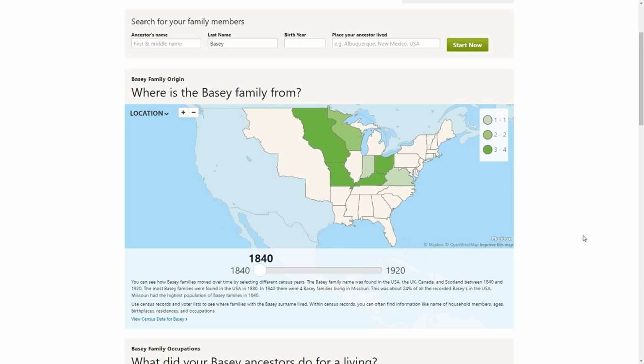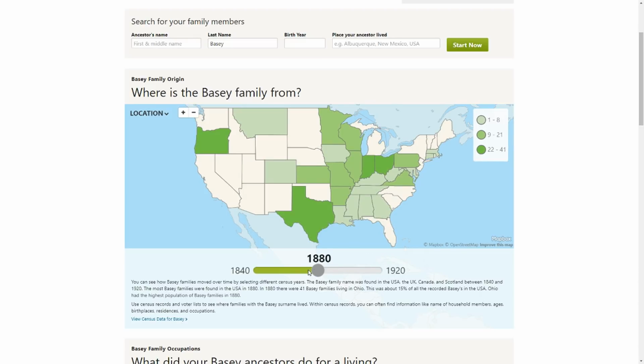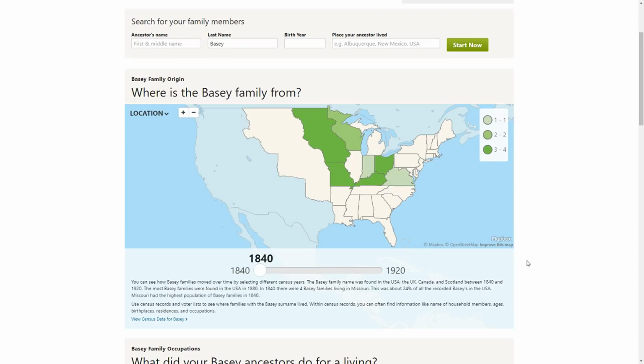Now, what's interesting is if you're searching and you're kind of stuck, in 1920 or 1880 or 1840, whichever one's closest to where you're stuck, this can help you by looking at some migration patterns for your family and for your surname.